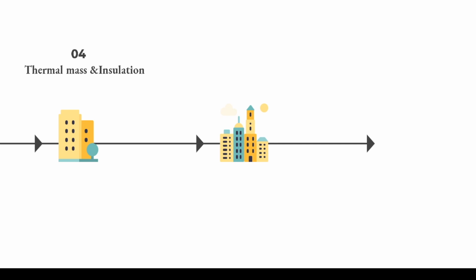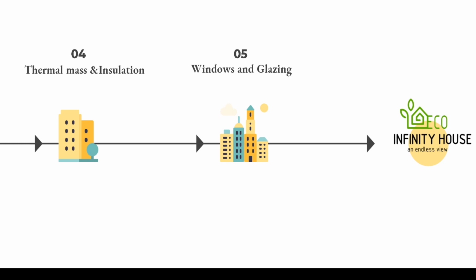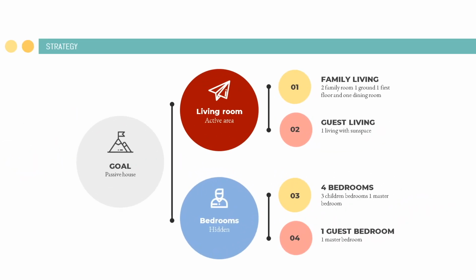3. Natural light. Maximize natural light penetration by incorporating skylights, light wells, and light tubes. 4. Thermal mass and insulation. Incorporate thermal mass materials and ensure proper insulation throughout the building envelope. 5. Windows and glazing. Windows with low UV and higher solar heat gain coefficients. Double or triple glazing combined with low emissivity coating can enhance thermal performance. So after implementing all of these ideas, we will get a passive design house.